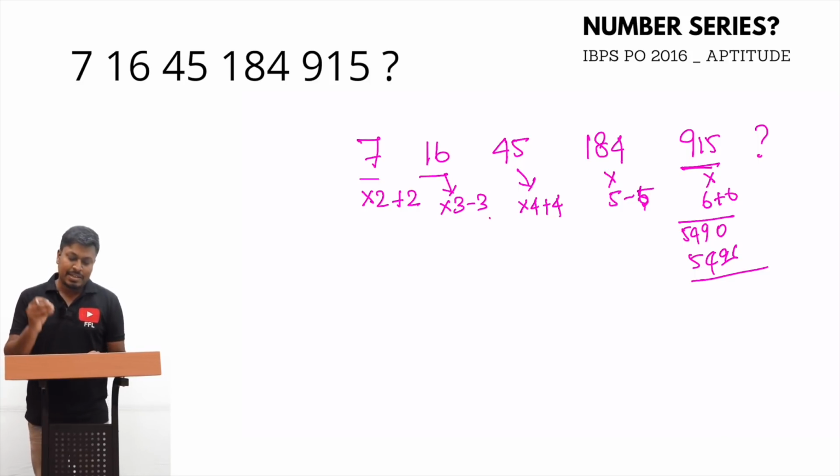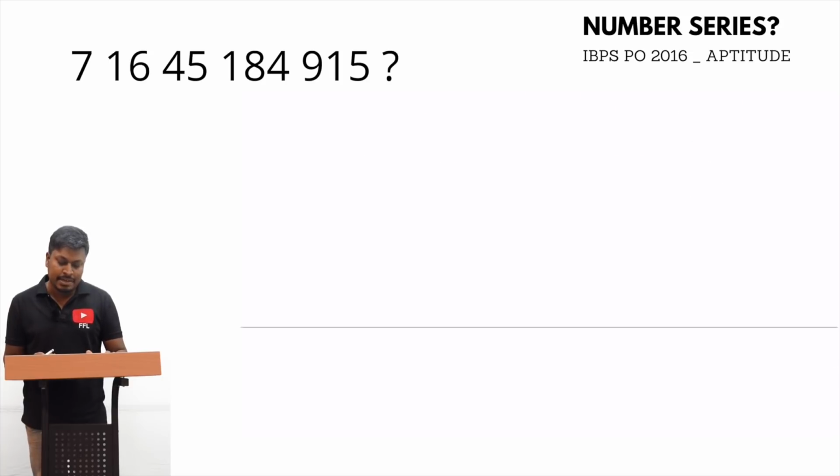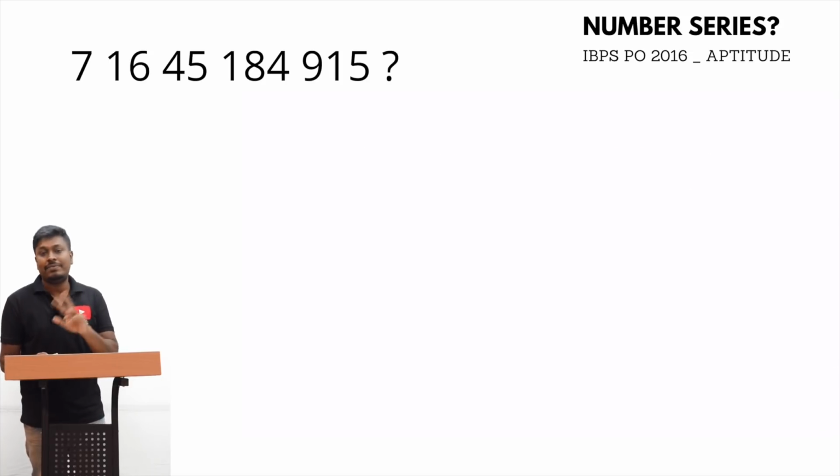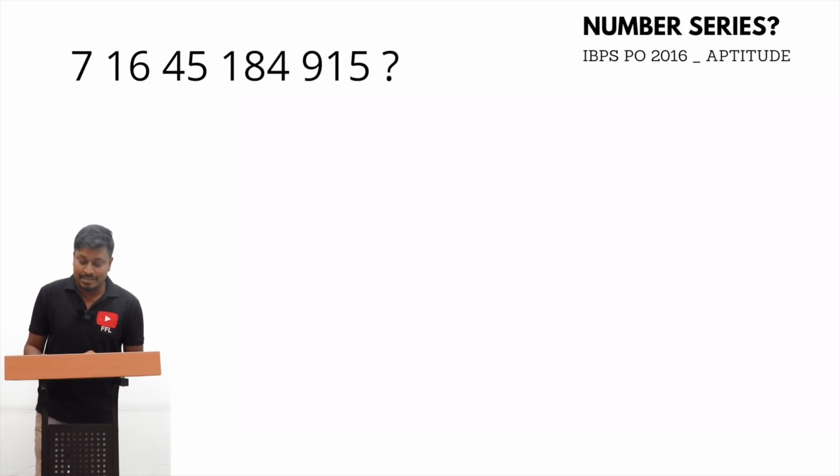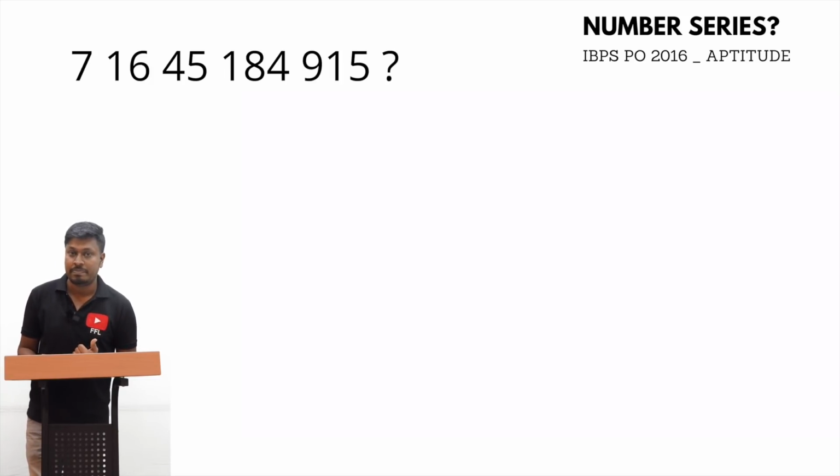Understood or not? Because it is easy, right? Because starting from 7, ending with 915, there is a huge difference. So that's the thing I have found, that they have done multiplication, and by seeing the first two numbers, I have decided that they have used an addition also. So only by using that multiplication and addition logic, I have found the answer for the question.